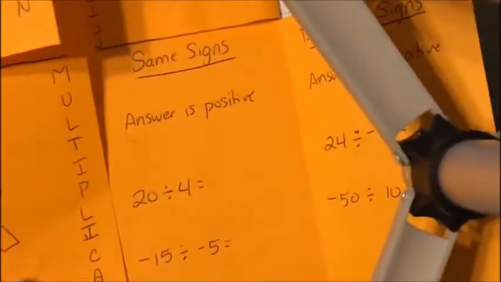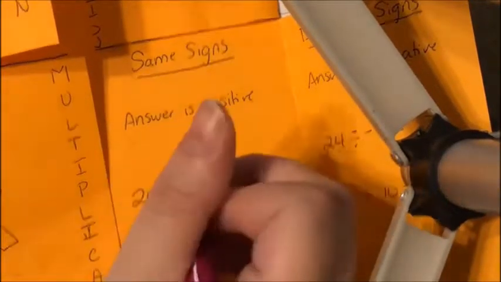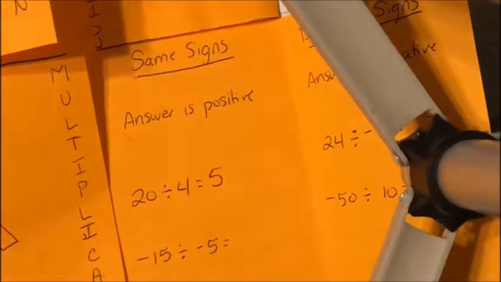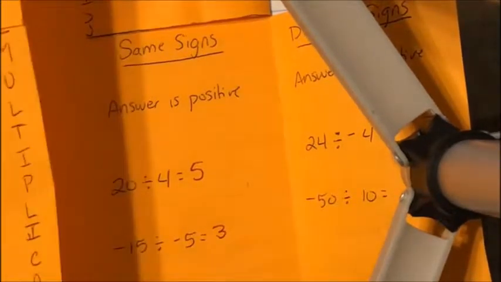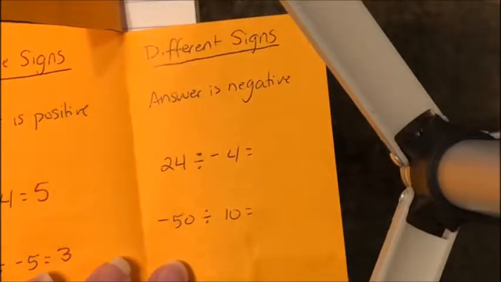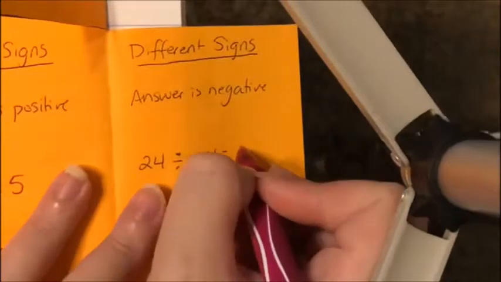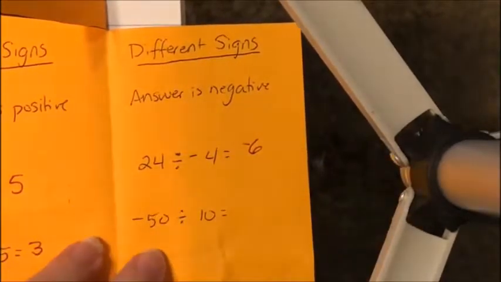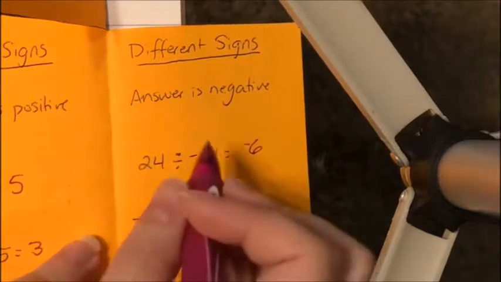Okay. Division, same idea. Same signs, answer is positive. 20 divided by 4 gives me 5. Negative 15 divided by negative 5 gives me 3. And different signs, your answer is going to be negative. So 24 divided by negative 4 gives me a negative 6. Negative 50 divided by 10 gives me a negative 5.